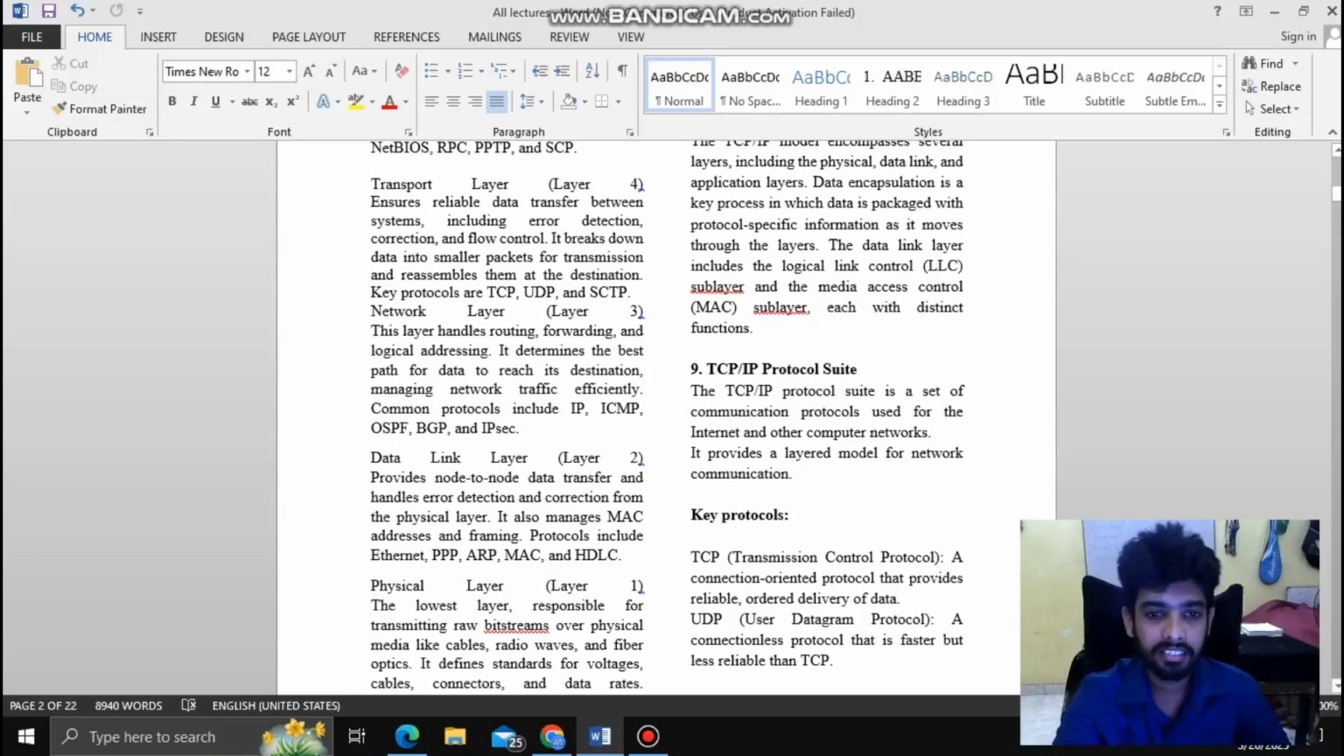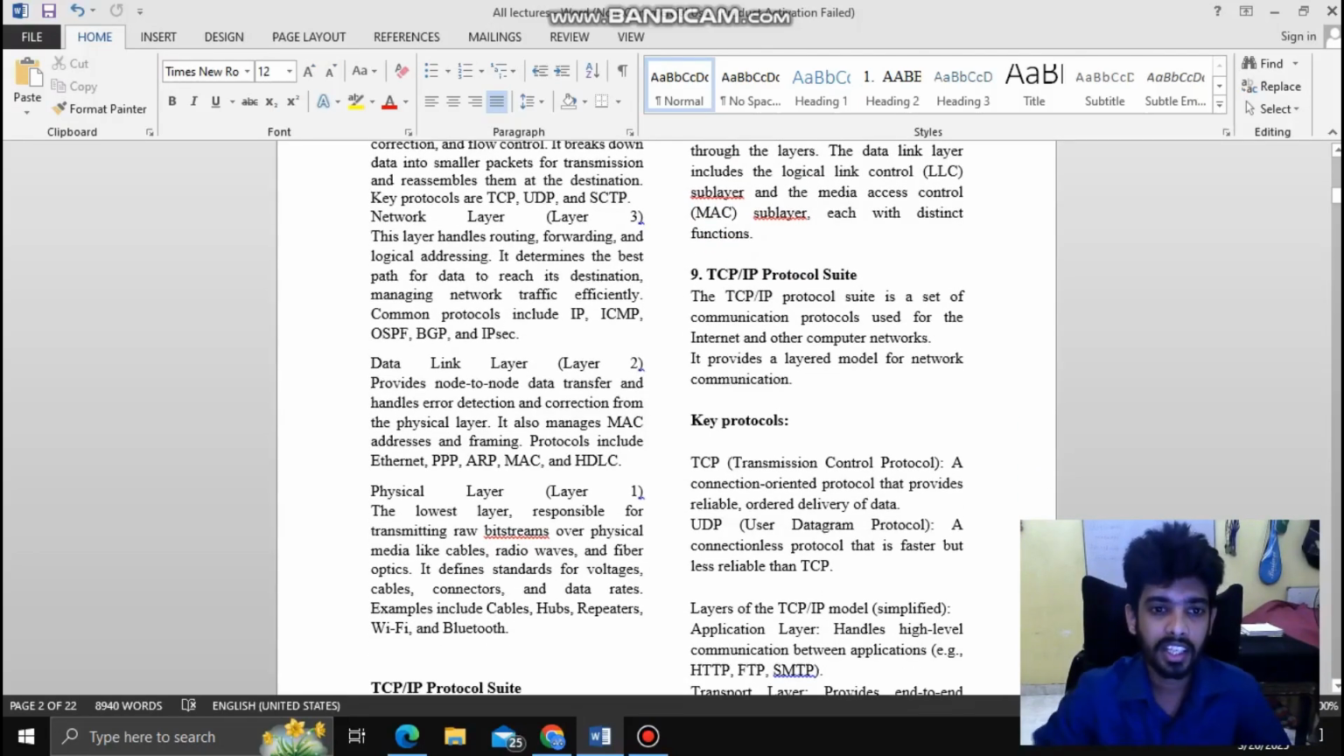Then data link layer, we have the layer 2, right? This also handles the error detection, correction, everything. So MAC, Ethernet, these are some protocols that deal here. Then we have the physical layer, the lowest layer, responsible for transmitting raw bit streams over physical media like cables, radio waves. It can be either guided or unguided media.